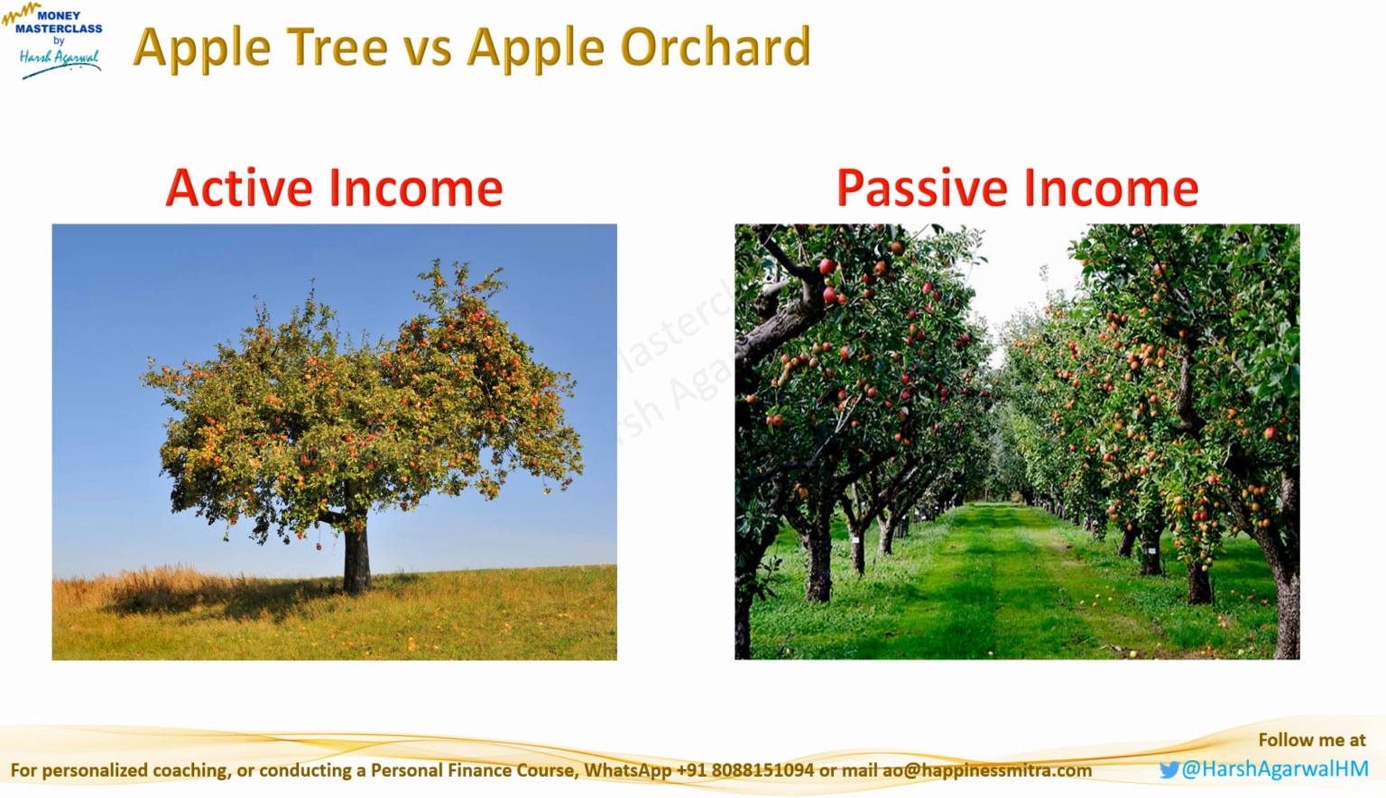Because a single tree will give you a limited harvest, limited income, and you will also be at risk of losing the entire income if the tree is damaged for some reason. The single tree is your active income. The apple orchard, on the other hand, represents passive income. It takes more effort to plant and maintain an entire orchard, but once it's established, it will continue to produce a steady stream of fruits year after year.